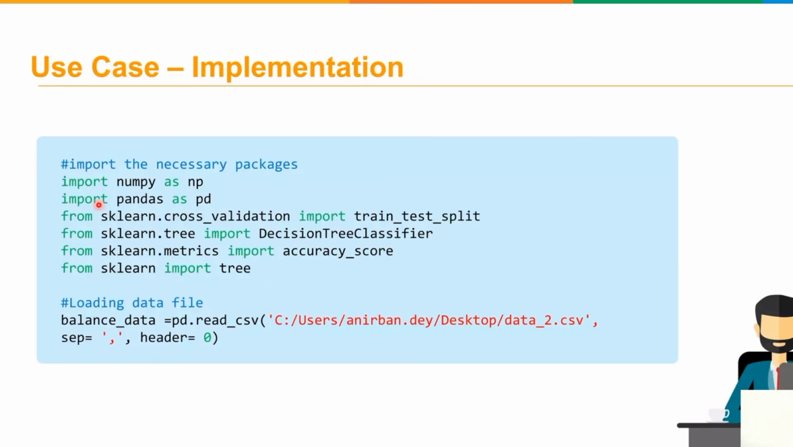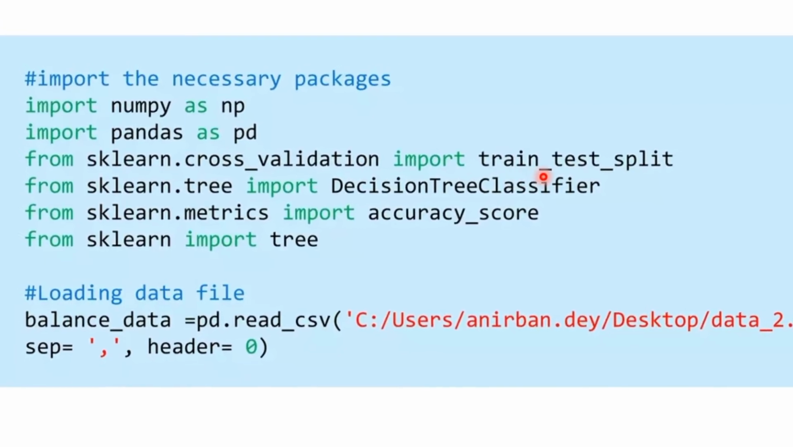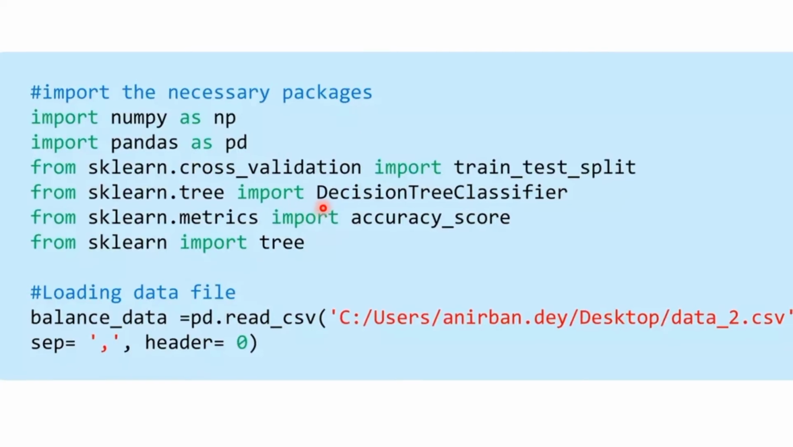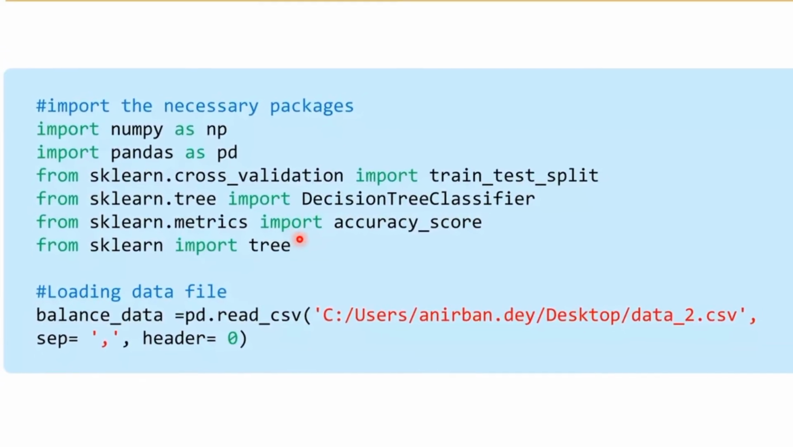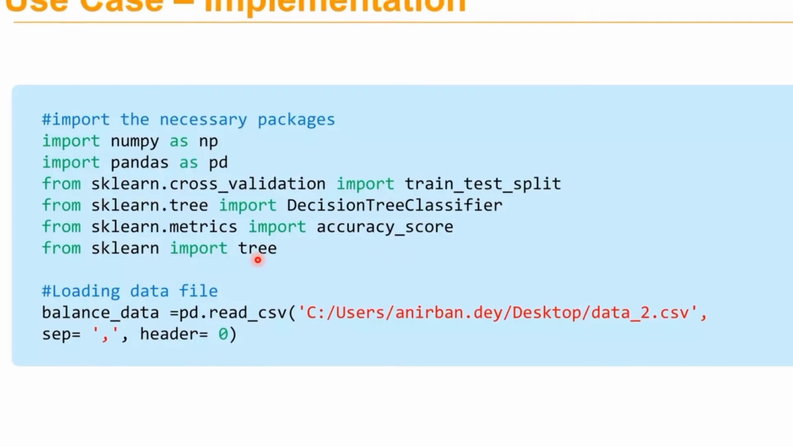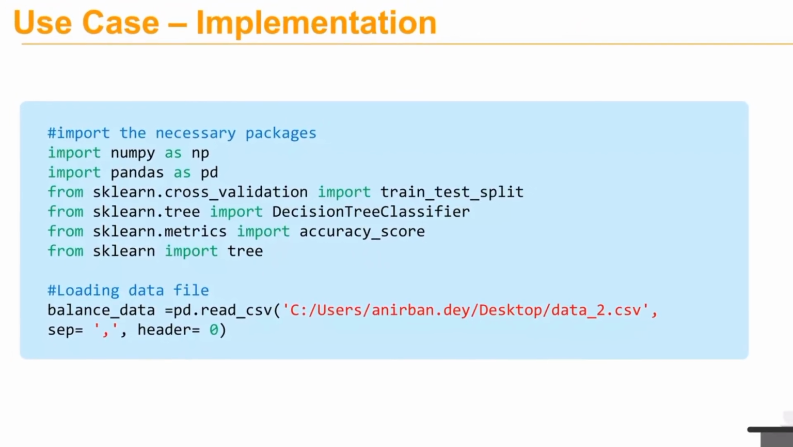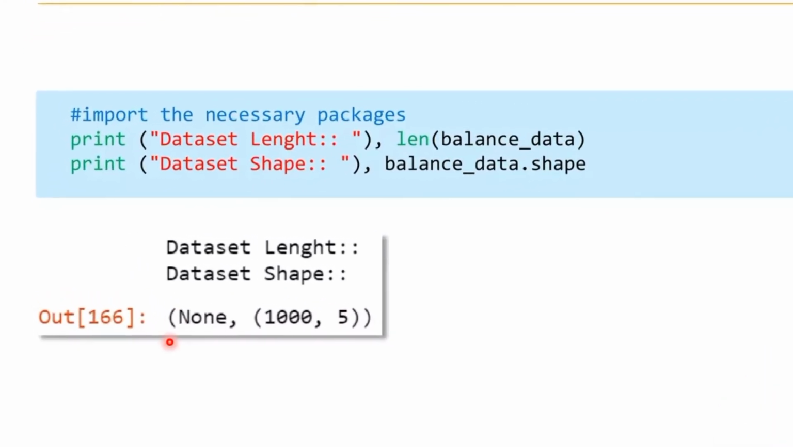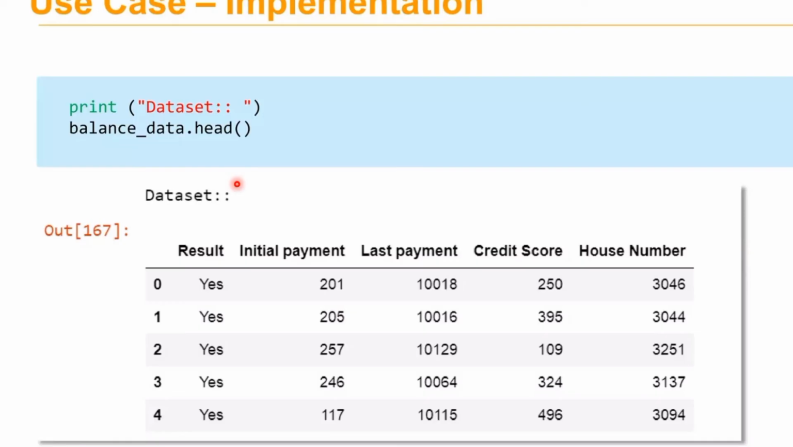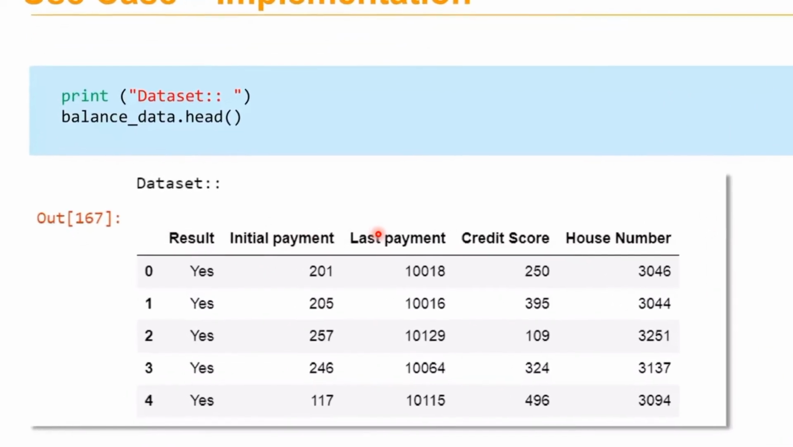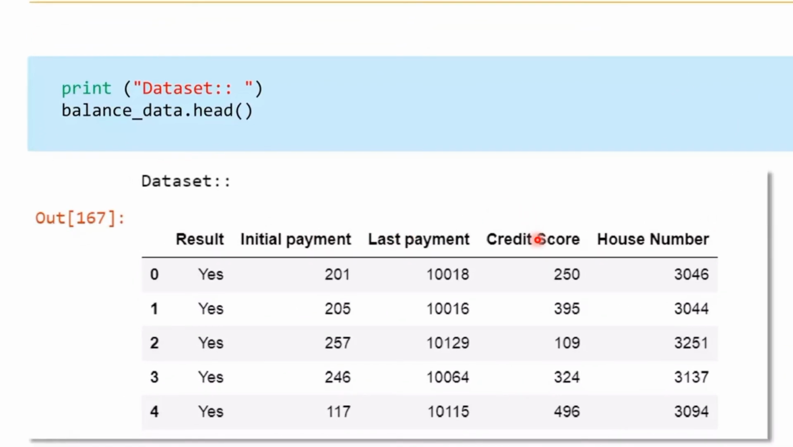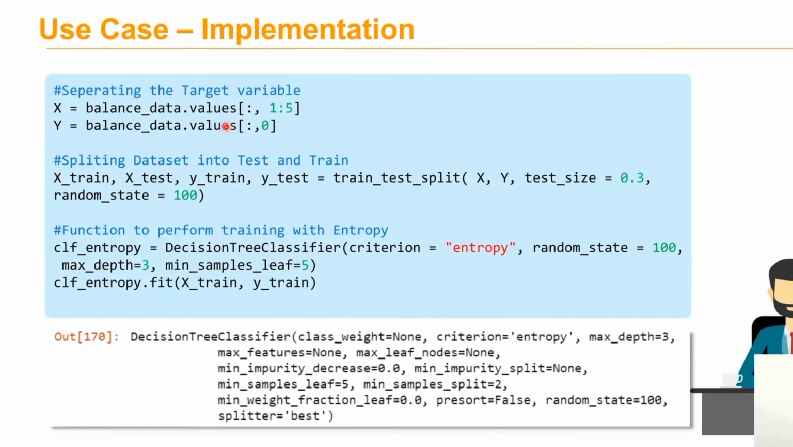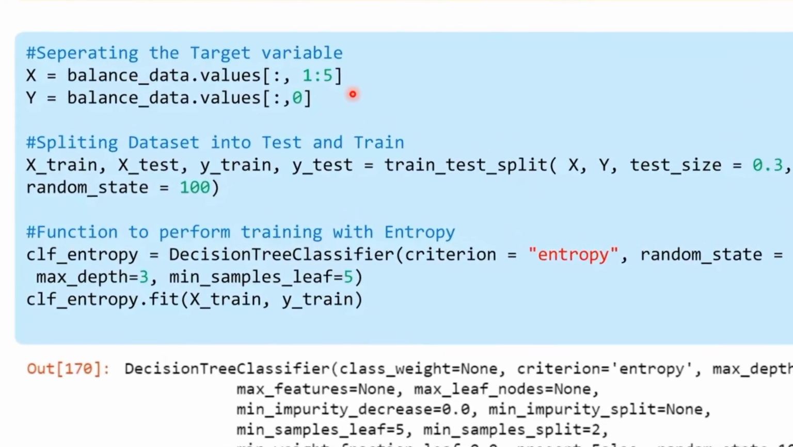Now we have to import all the necessary packages: sklearn, import the training and testing data sets, then import the decision tree classifier and accuracy score, then import the tree. We load the data file. Then the data length and shape should be defined. The dataset contains the initial payment, the last payment, the current credit score and the house number where they are located. Then we find the target variable and separate it.